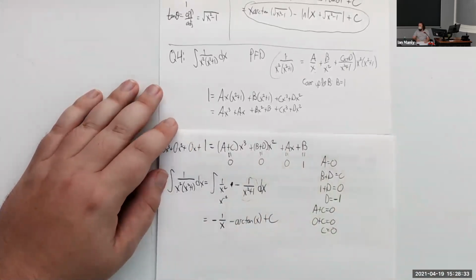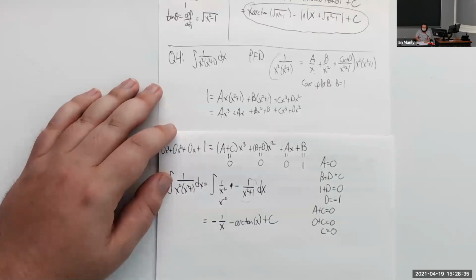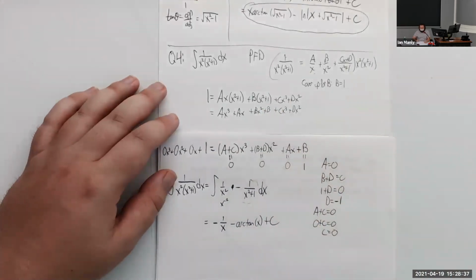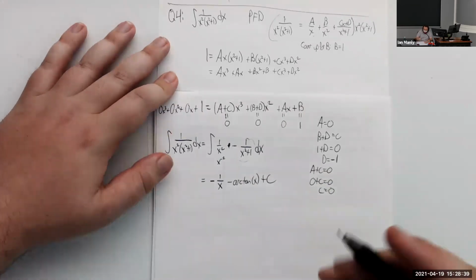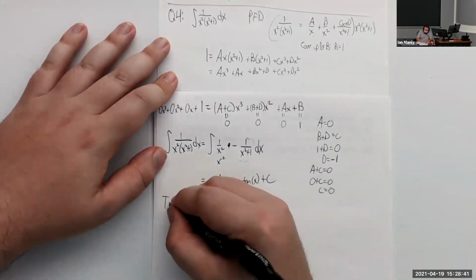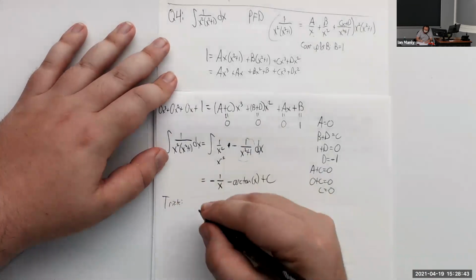All right, so that was the longer way of doing it. And there's nothing wrong with doing it this way. This is a totally fine way of doing it. But there is something nice that we could have done in the beginning. So there's a little bit of a trick for this one.